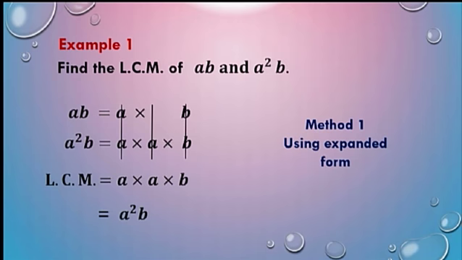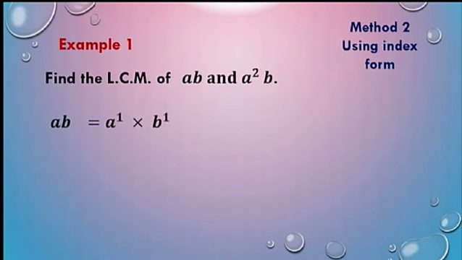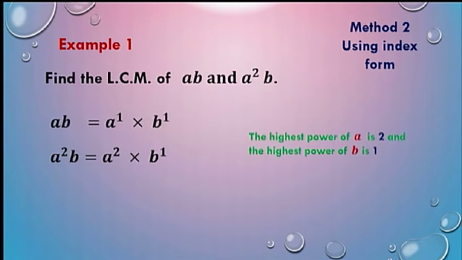Now let's see how to use the second method to find the LCM of, again, AB and A square B. We are going to write AB and A square B in index form. So AB is equal to A power 1 times B power 1. A square B is A square times B power 1. Now we are going to take one term from each column, but the term with the highest power. The highest power of A is 2 and that of B is 1. So the LCM is A power 2 times B power 1. The final answer is A square B.